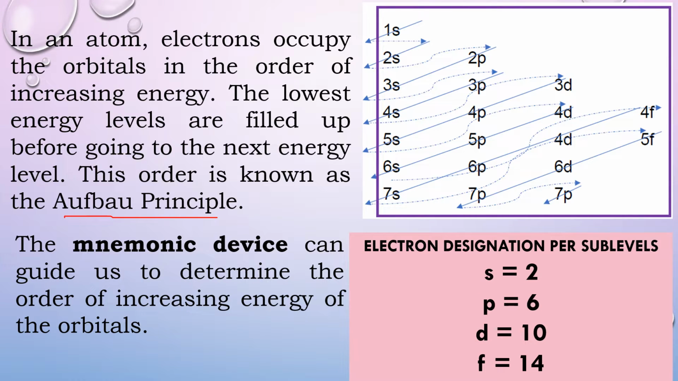Electron designation per sublevel. You should not forget this one because this is very important when writing the electron configuration of each element. Remember class, for the S sublevel, its maximum number of electrons is 2. For the P, the maximum is 6. D is 10 and F is 14. So how are we going to use this mnemonic device and this reminder of sublevels?